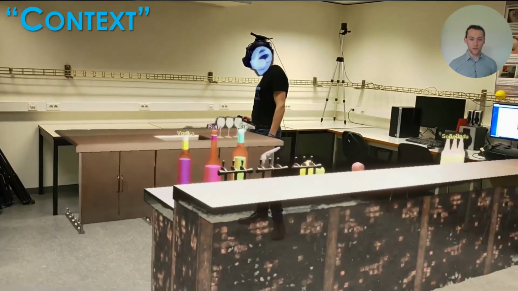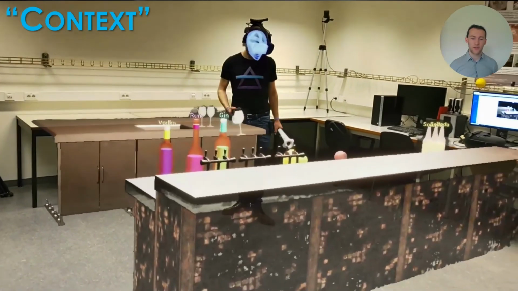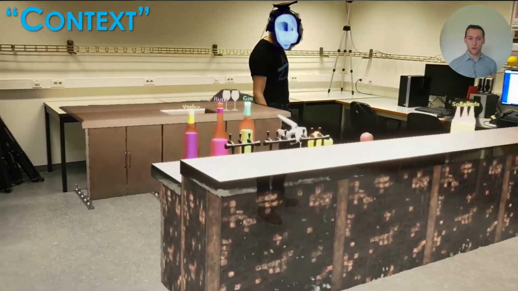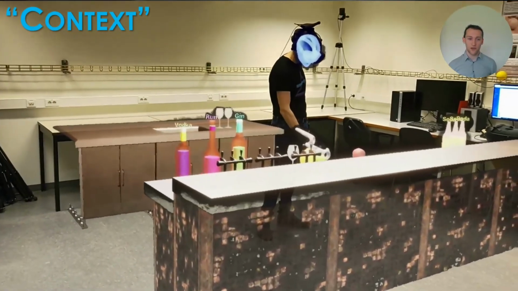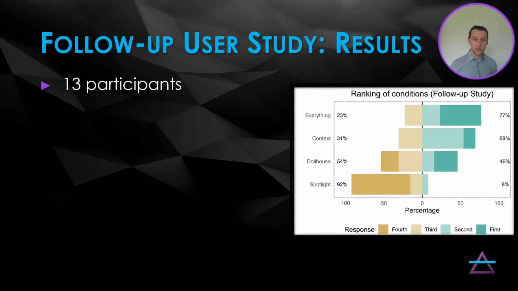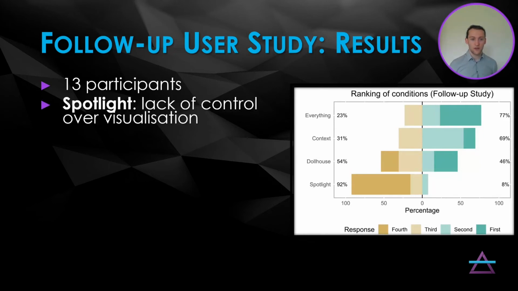Context improves on the need for more context by adding the supporting furniture to the interactive objects, which are the bar counter and the sink. These techniques were then evaluated in a study with a similar procedure as the first study, alongside everything and Dollhouse. We had another 13 participants, and this time Spotlight was preferred the least of all techniques.